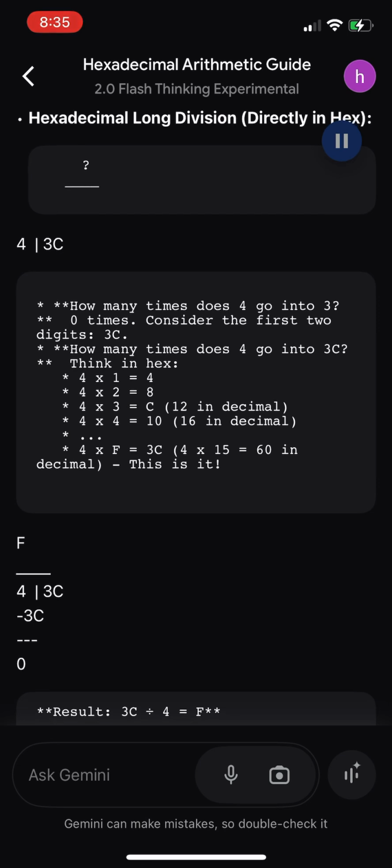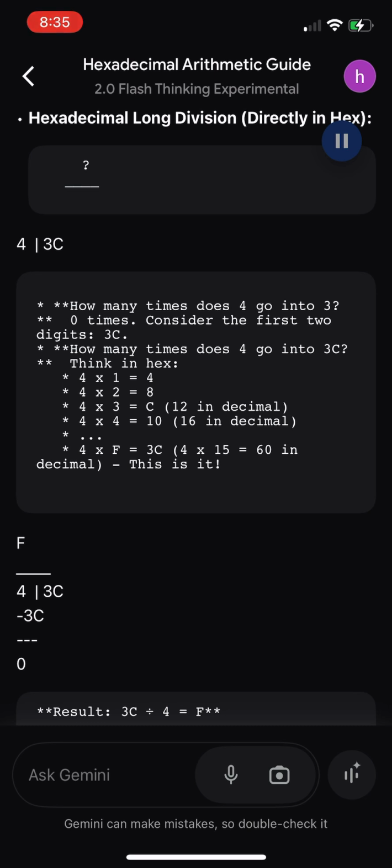4. Hexadecimal division concept. Long division, similar to decimal long division. Example 1, 3C divided by 4. Convert to decimal for understanding, though not necessary for hex division. 3C in hex equals 3 × 16 plus 12, which is 48 plus 12 equals 60 in decimal. 4 in hex equals 4 in decimal. 60 divided by 4 equals 15 in decimal. 15 in decimal equals F in hexadecimal.